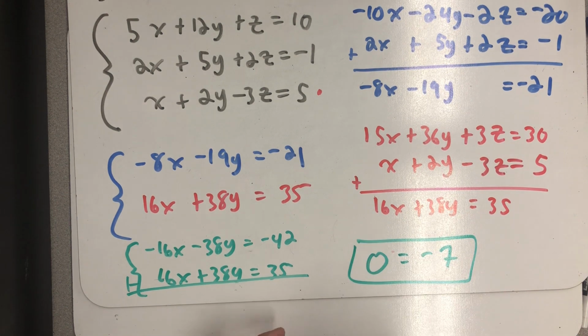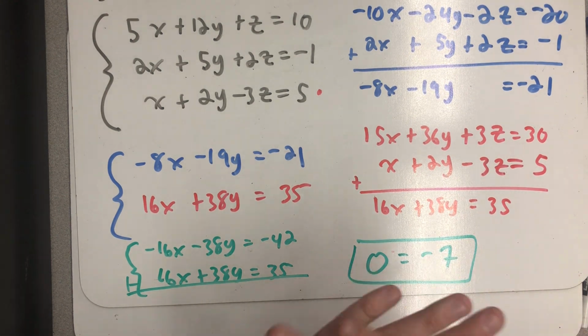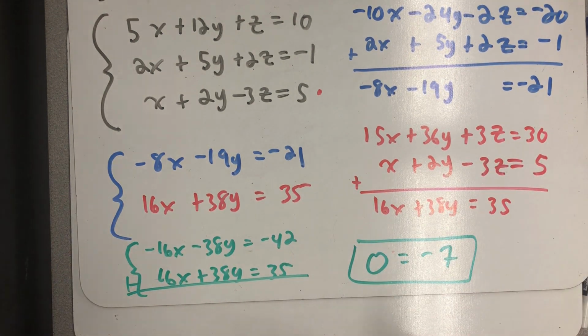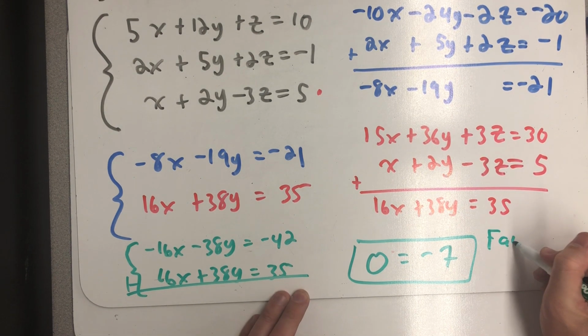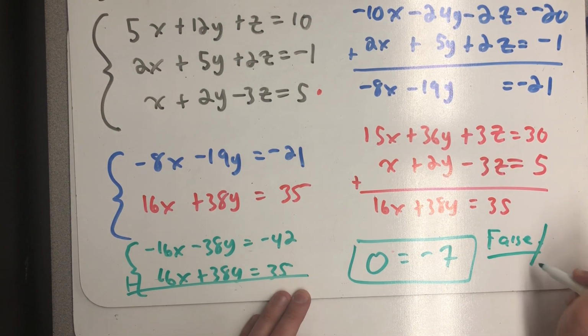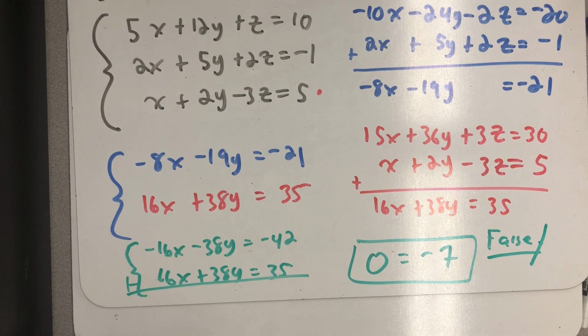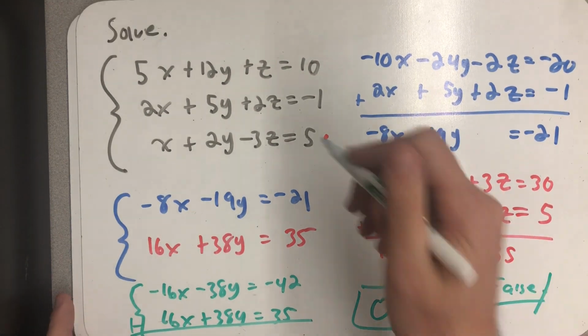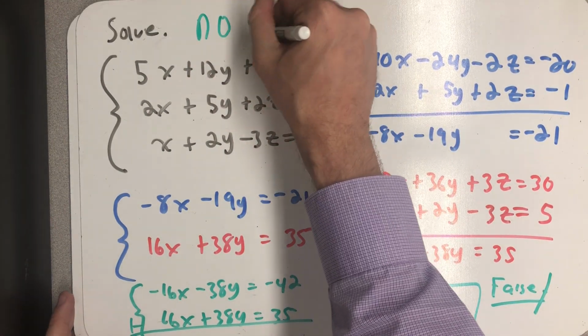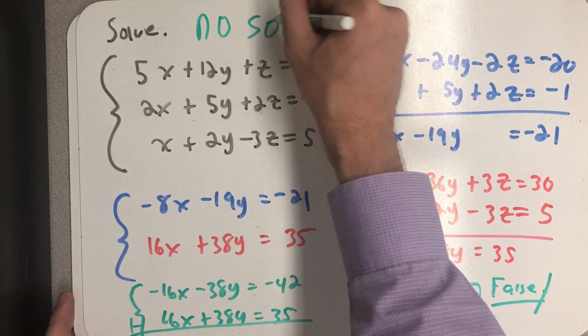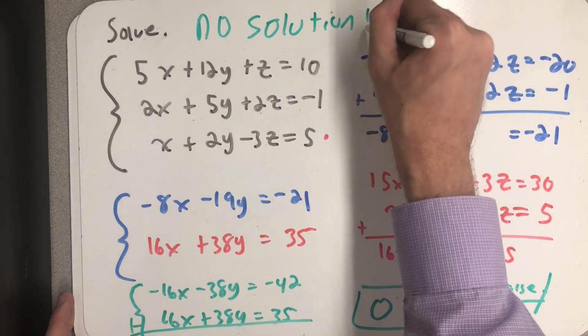When I look at that statement, I have 0 equals -7, and that's never true. That's what we call a false statement. And when we get a false statement when we're solving a system of equations, if we've done everything right, it means there is no solution. And so that's what my final answer is going to be. There's no solution to this system of linear equations.